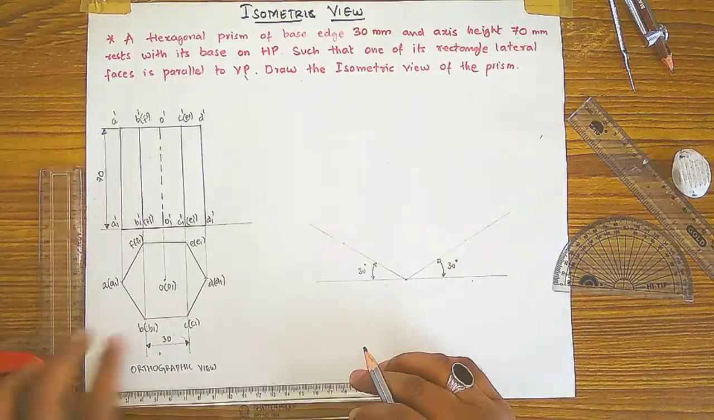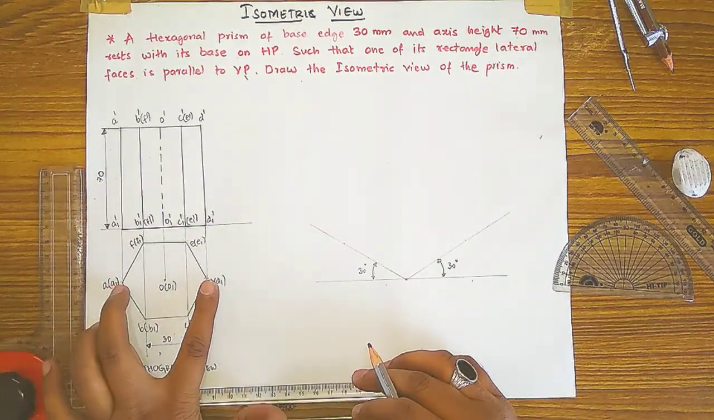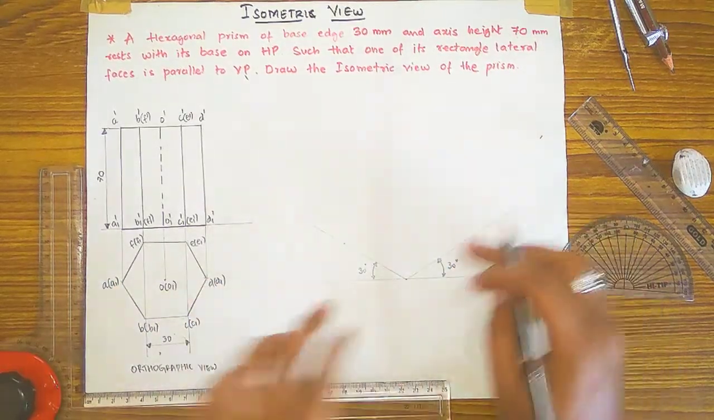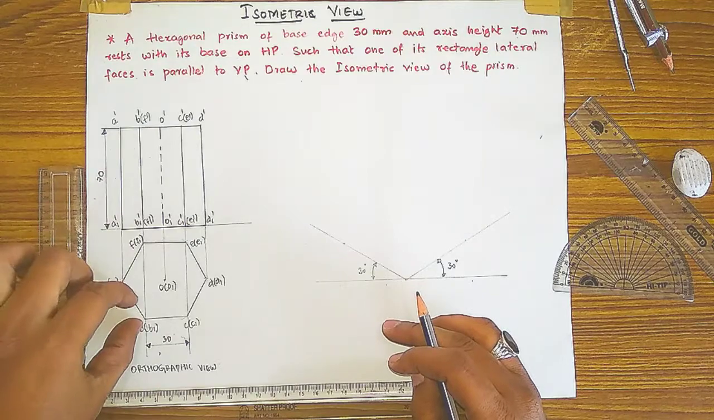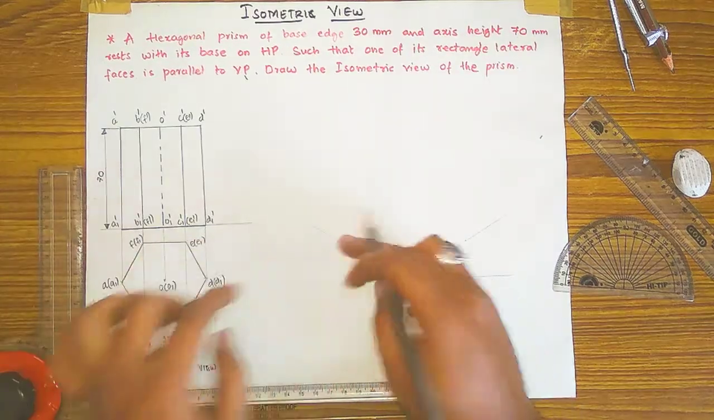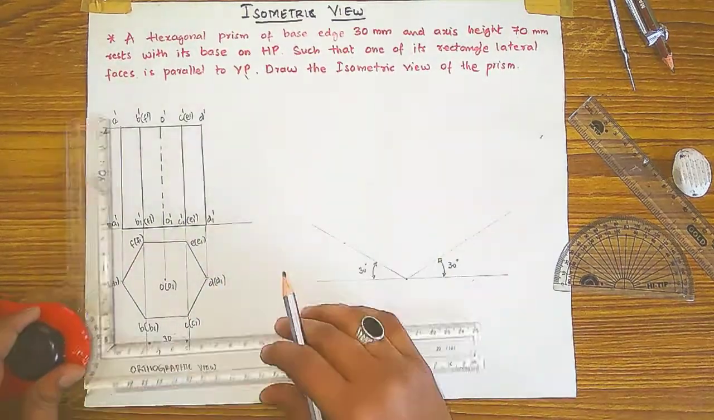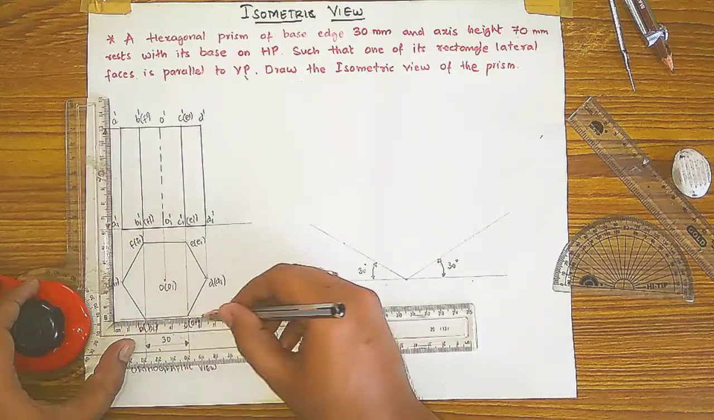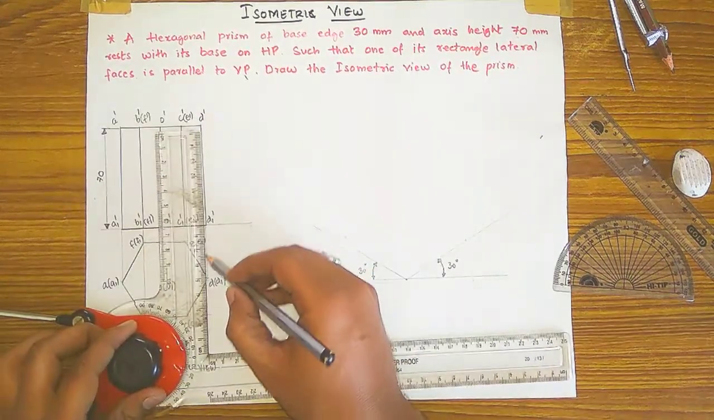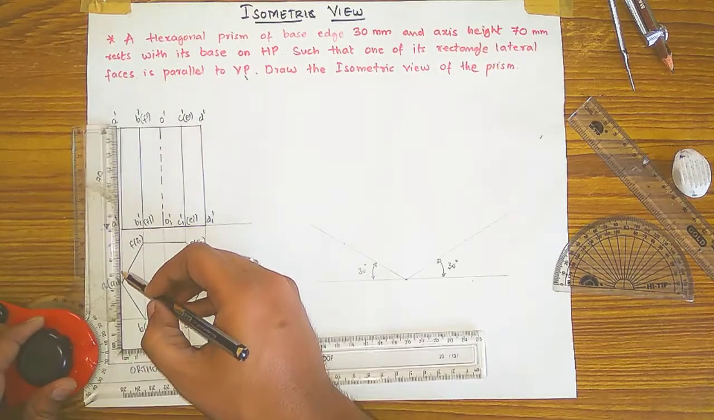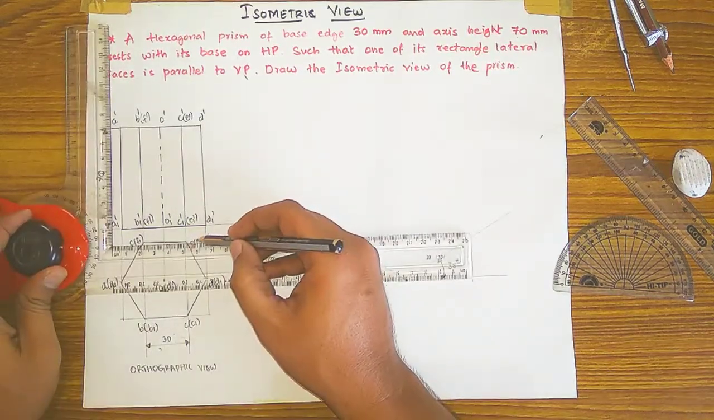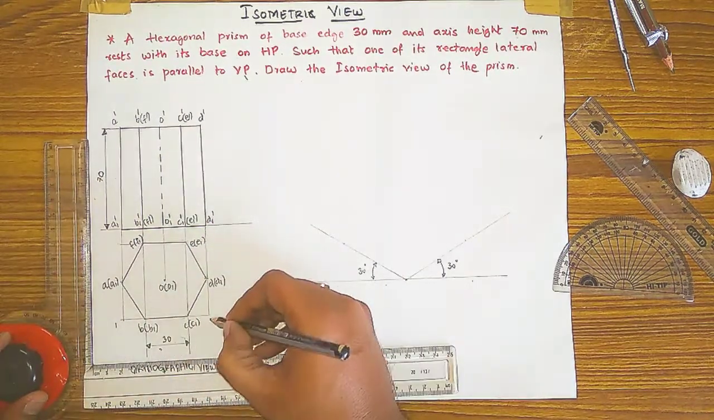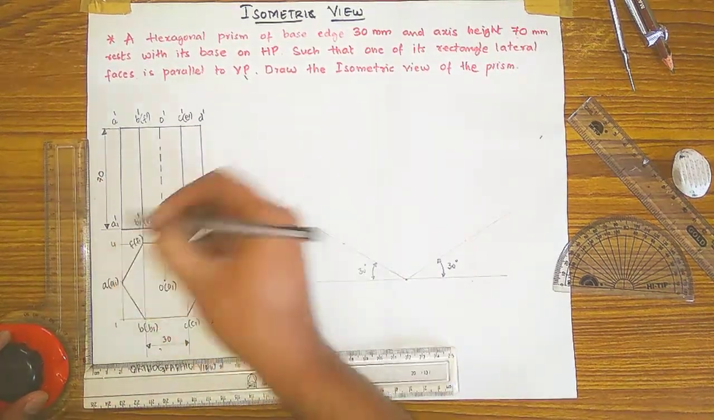Okay, now according to this top view, the width of the measurement I am taking on this line, this axis, and the height of this hexagon I am taking on this line. So to make it easy, I am taking this hexagon in a box to understand easily. I will draw a box like this. Okay, I will label it as 1, 2, 3, 4.